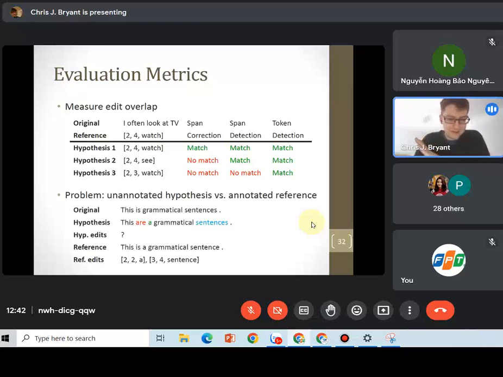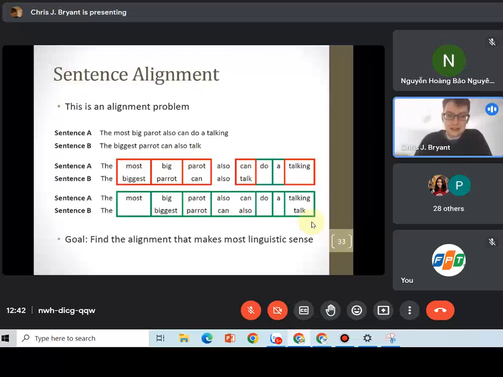The problem, however, in error correction is that most systems output corrected sentences, and so we don't have access to the edits. So in this example, this is a grammatical sentence. If a system produces this grammatical sentence, we don't have the information that goes, oh, what was replaced where with what, which we do have in the reference. So this is the main problem in evaluation, and so I'm going to now tell you how to solve this problem. So it's effectively an alignment problem.